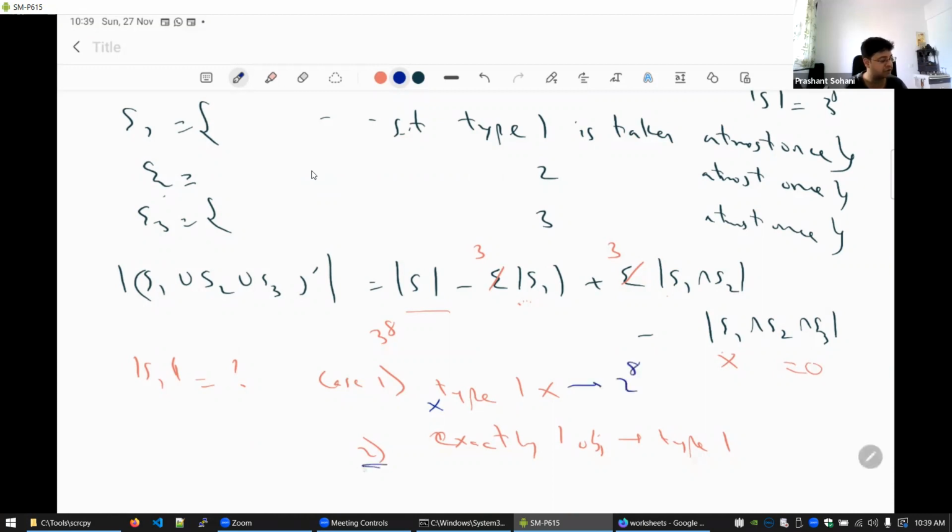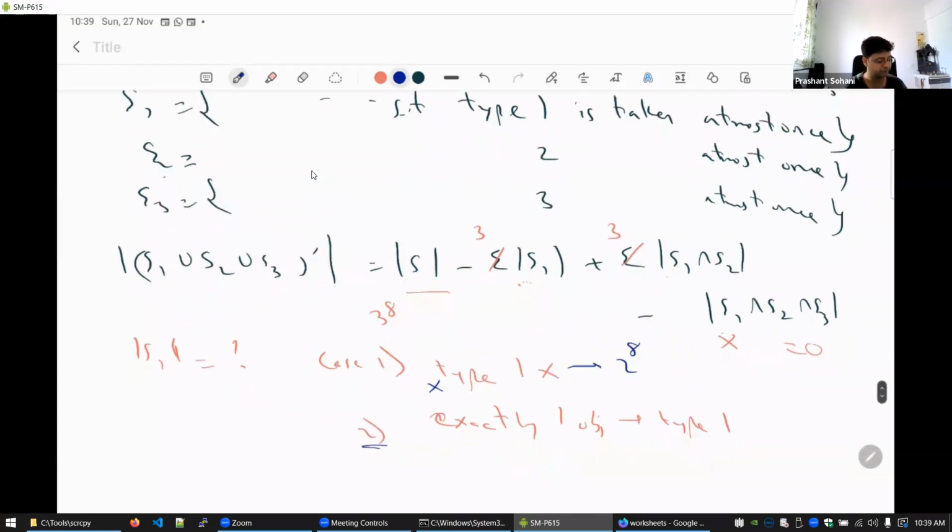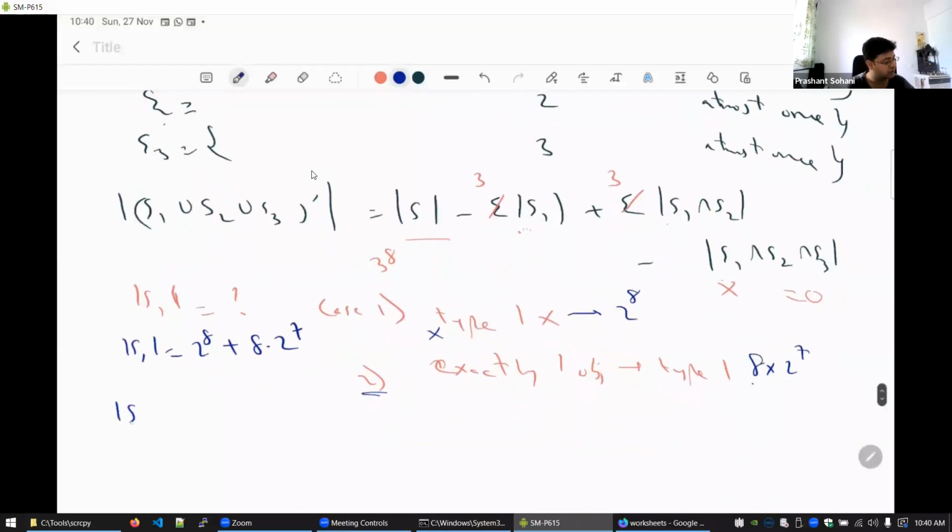And in case 2, where exactly one object is of type 1, what will happen? 8 into 2 raised to 7, because we have 8 choices to choose which object will be forced to be type 1. And for all the other 7 objects, we have 2 choices. So the answer of mod S1 is 2 raised to 8 plus 8 times 2 raised to 7. Okay. What about S1 intersection S2?